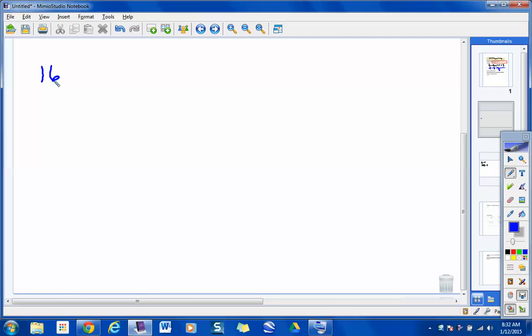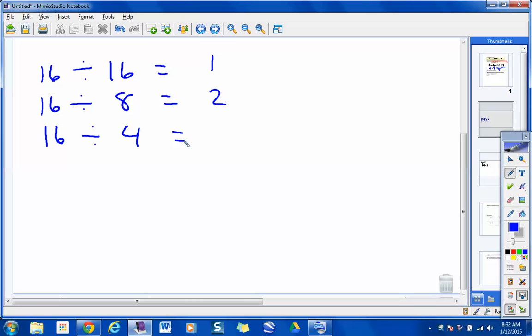I'm going to use numbers that are bases of 2. What's 16 divided by 16 equal? 1. Okay? I'm going to do this now. I'm going to take 16 and divide it by 8. What do you get here? Get 2, right? Let's go 16 maybe divided by 4. 4. Let's go 16 divided by 2. 8. You guys seeing a pattern here at all?